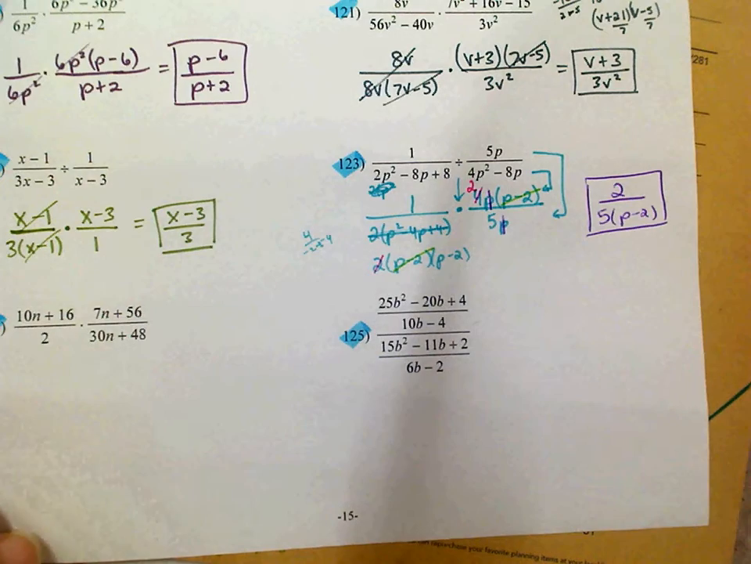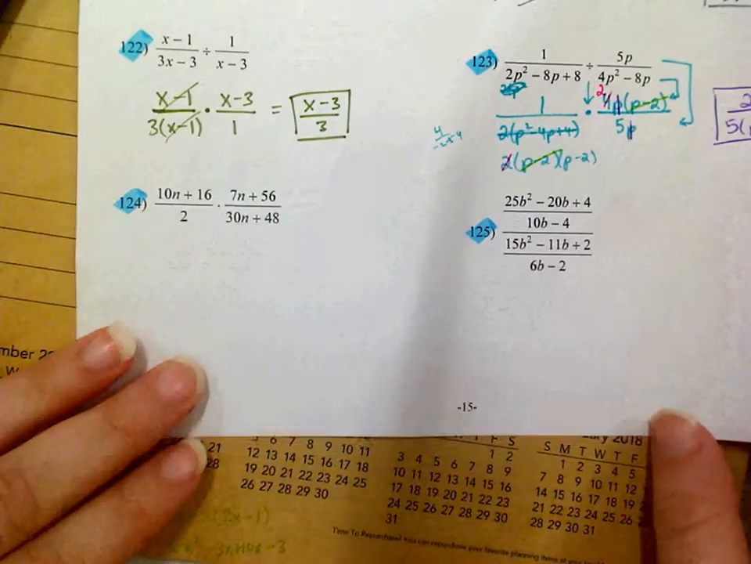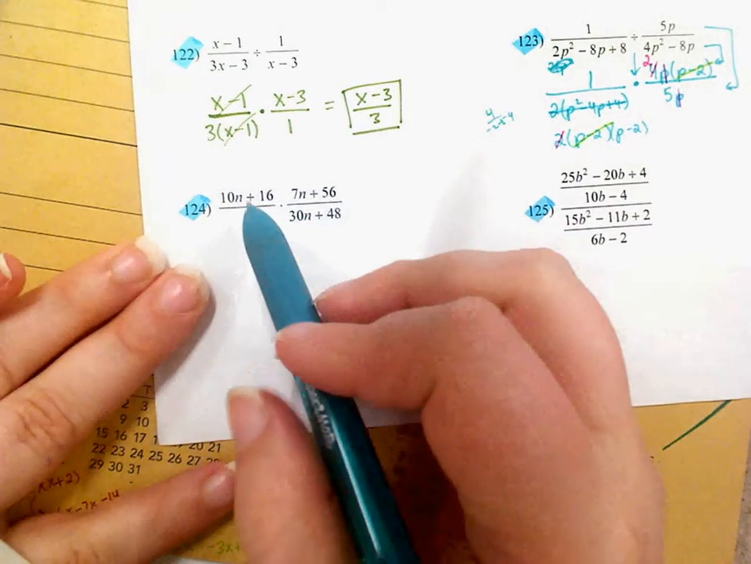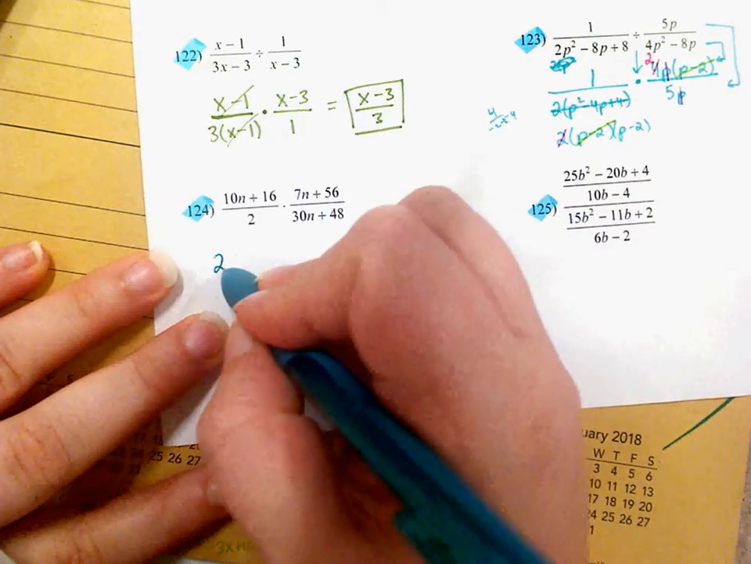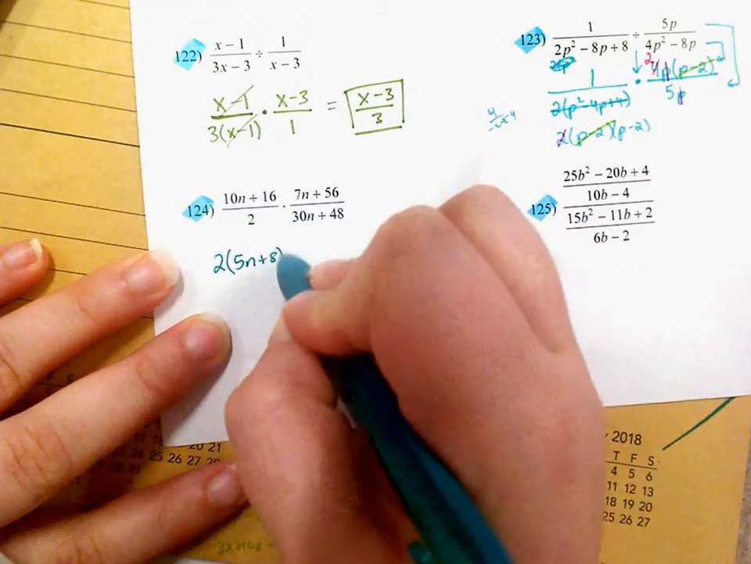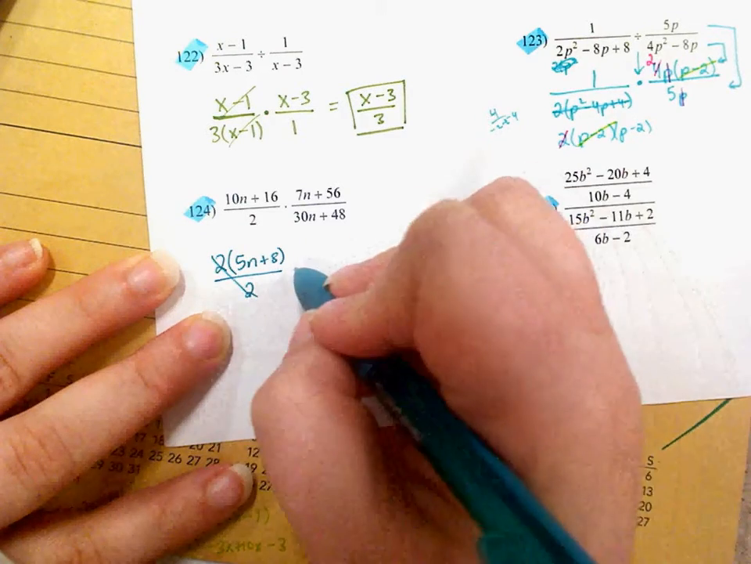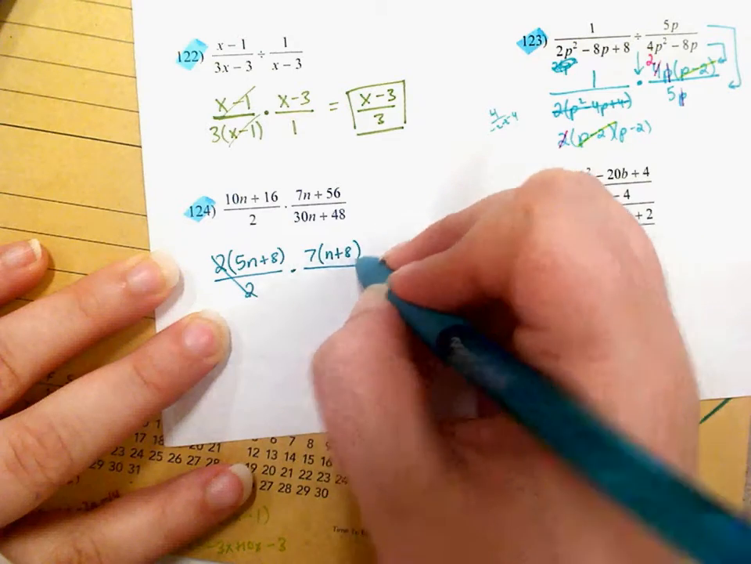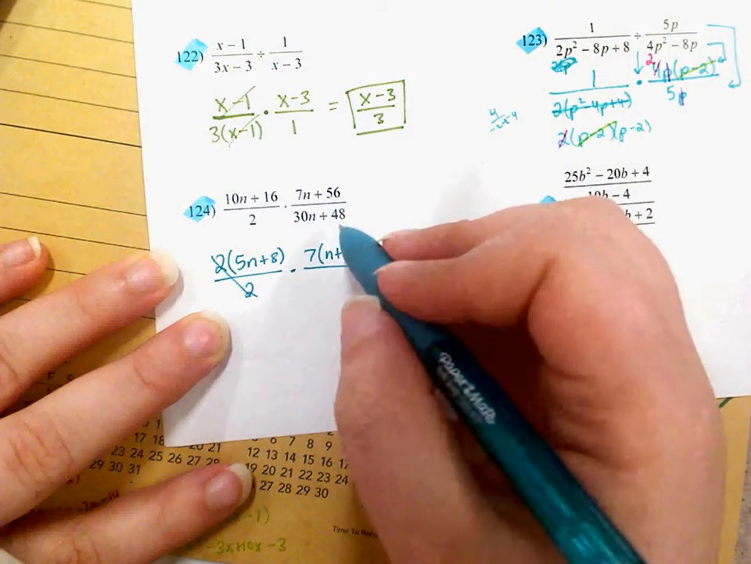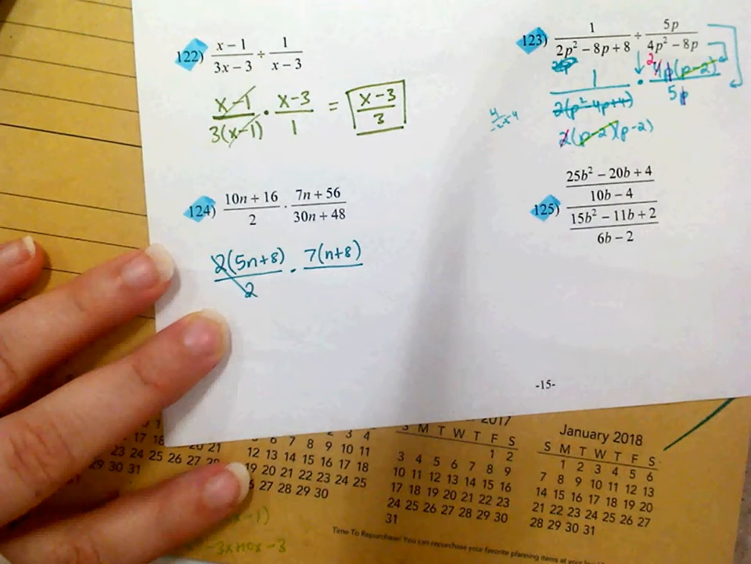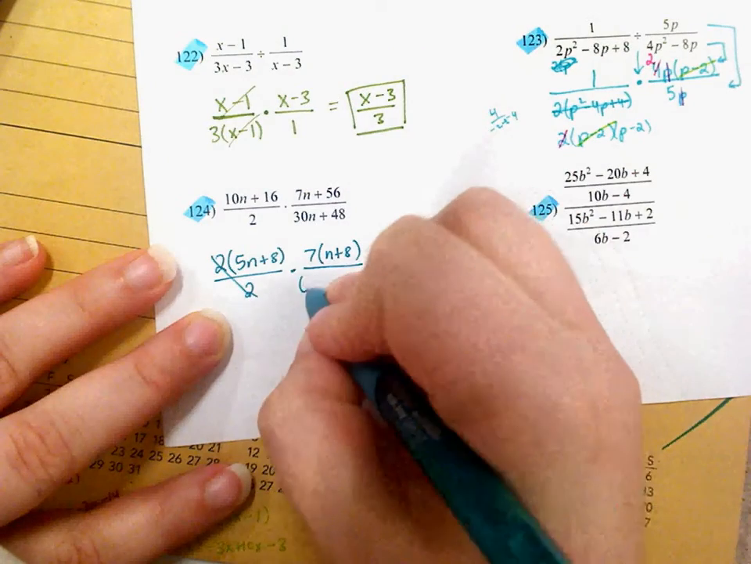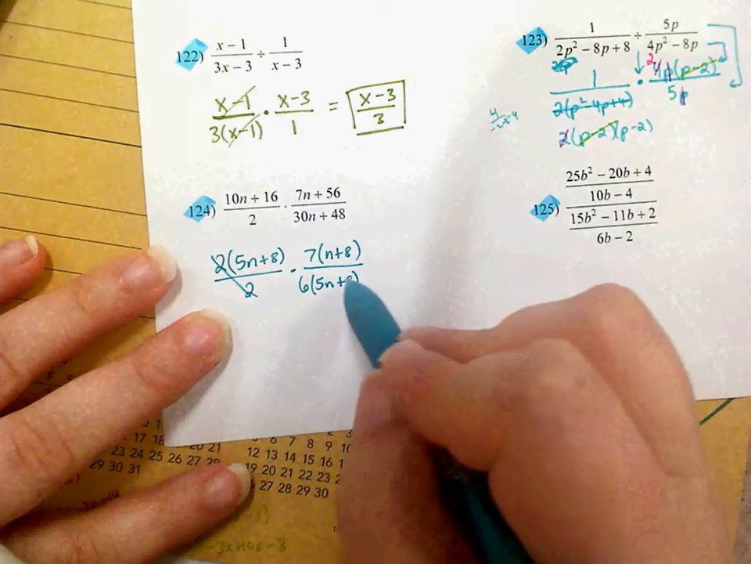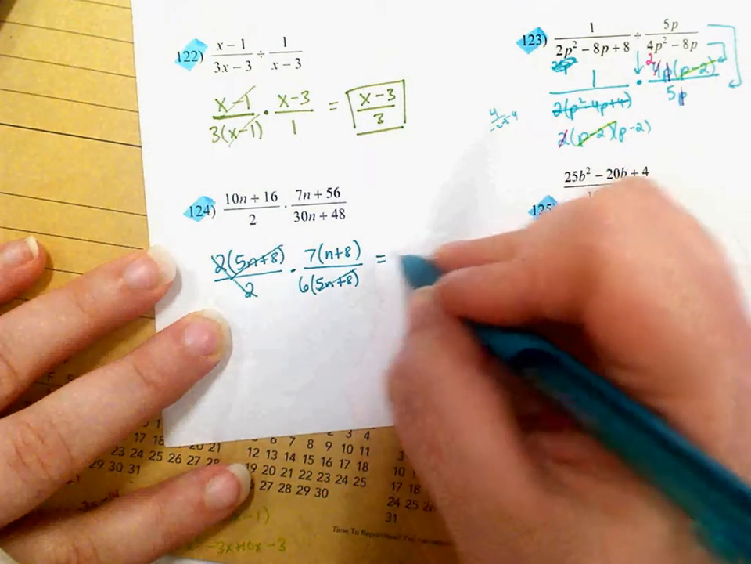Alright, on 124 it's multiplication, so I don't need to flip anything. So I just need to see what I can factor out. 10 and 16 are both divisible by 2, so I'm going to factor out a 2, and I'm left with 5n plus 8 divided by 2, which means I can go ahead and cancel those out, times 7 and 56 are both divisible by 7, so I'm going to say n plus 8 times 7, and then 30 and 48 are both divisible by 6. So I'm left with 6. 6 goes into 30 5 times, and 6 goes into 48 8 times. So then I see that 5n plus 8 cancels out, so I'm really just left with 7 times n plus 8, or 7n plus 56 over 6.